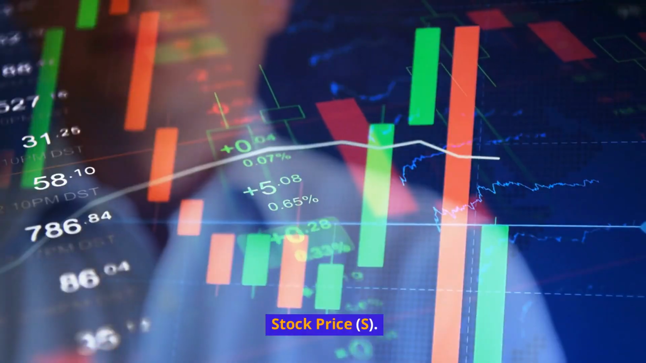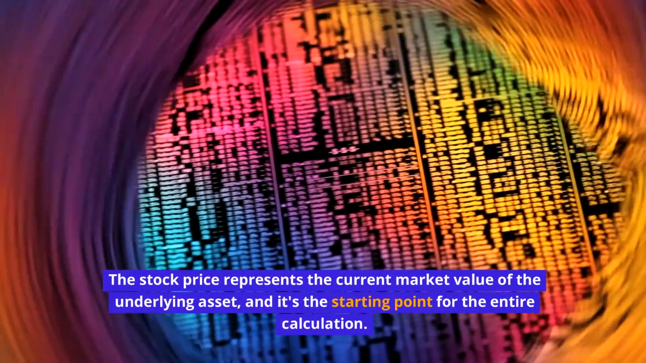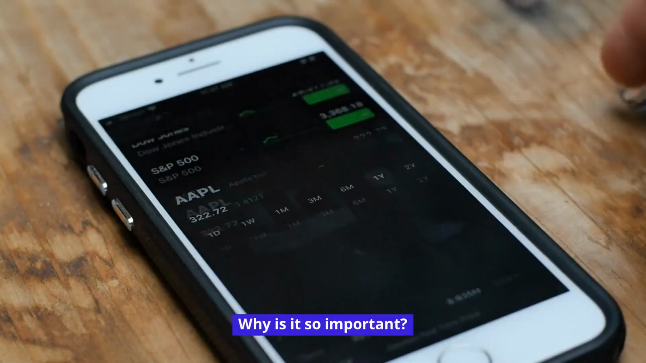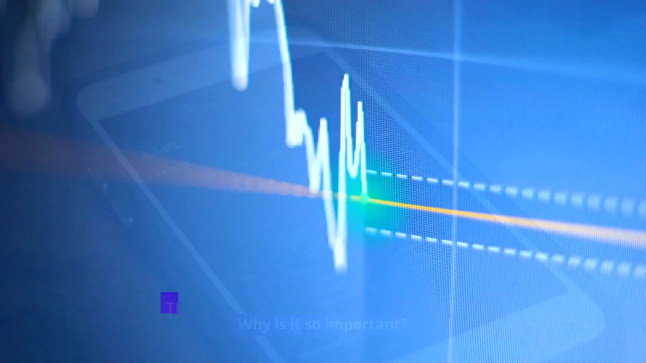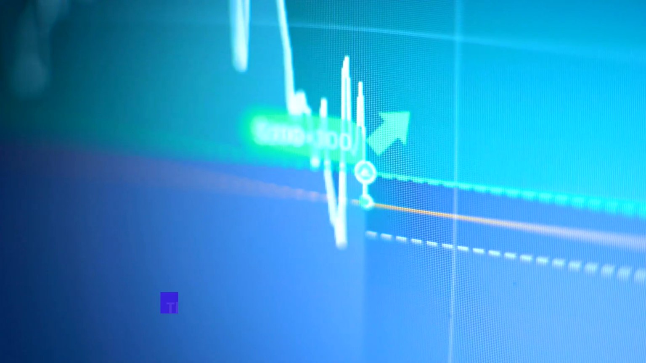Stock price, S. The stock price represents the current market value of the underlying asset, and it's the starting point for the entire calculation. Why is it so important? Think of it as the foundation for any option contract. Everything builds from this value.